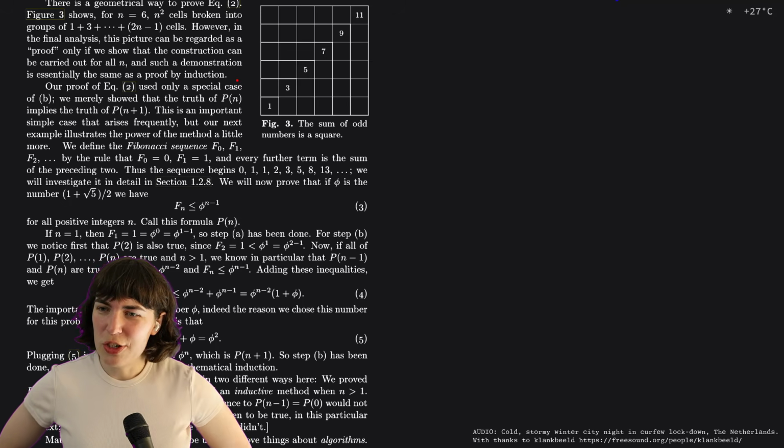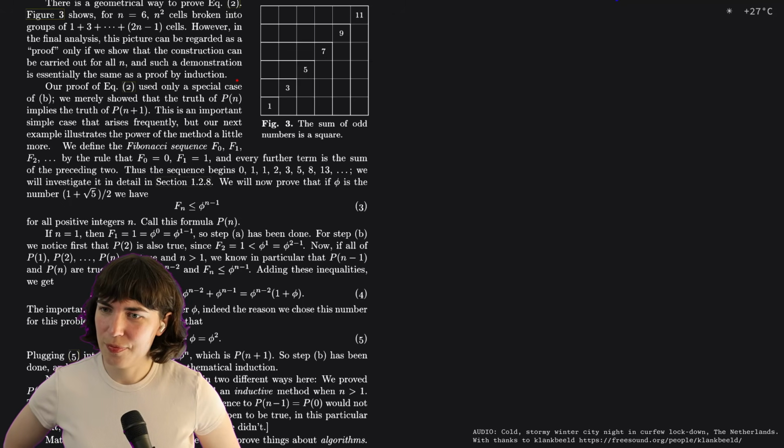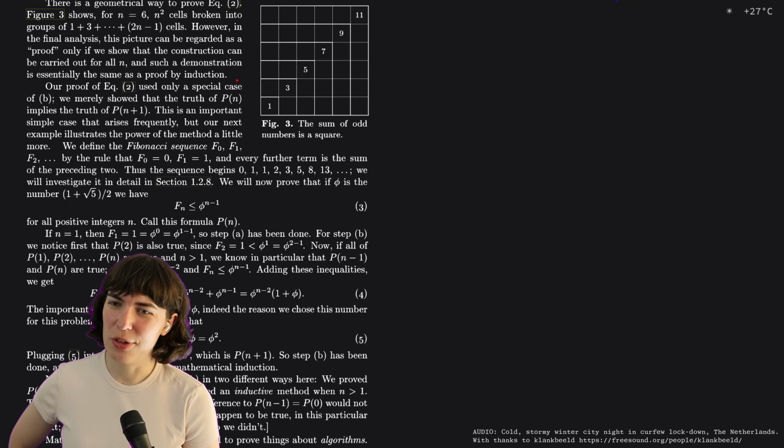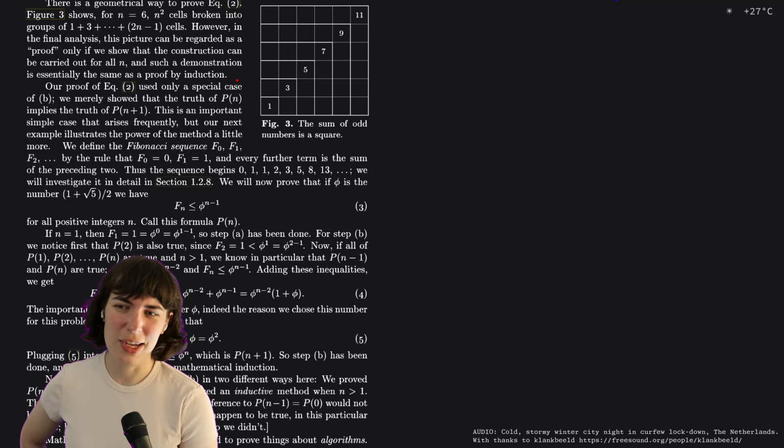Okay, our proof of equation 2 used only a special case of B. We merely showed that the truth of Pn implies the truth of Pn plus 1. This is an important simple case that arises frequently. That was occurring to me actually. I imagine there are other ways to think about that. But our next example illustrates the power of the method a little more.